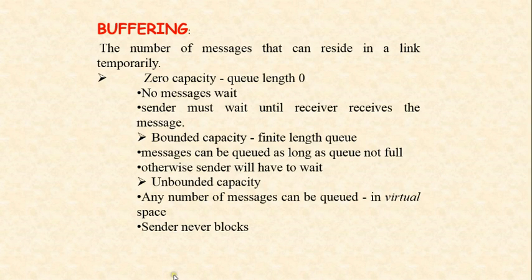Bounded capacity: the queue has finite length n. At most n messages can reside in it. If the queue is not full when a new message is sent, the message is placed in the queue and the sender can continue execution without waiting. Unbounded capacity: the queue's length is potentially infinite. Thus, any number of messages can wait in it. The sender never blocks.